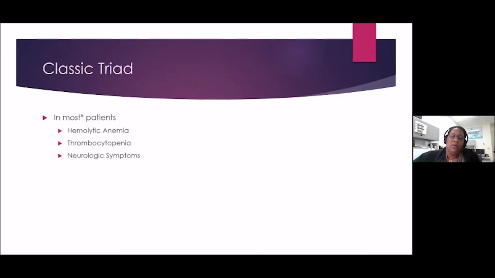So when we talk about TTP, there's a classic triad. And I say in most patients with an asterisk there, because you will see some combination of this triad, but you might not see everything. So you would expect to see hemolytic anemia, thrombocytopenia, and some degree of neurologic symptoms. And the neurologic symptoms might not be very apparent.